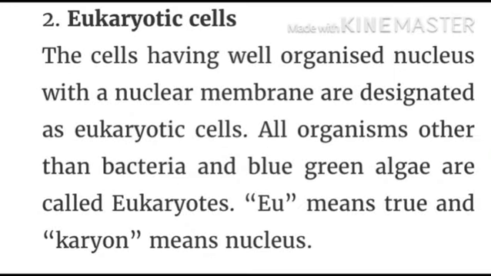Eukaryotic cell: the cell having a well-organized nucleus with a nuclear membrane is designated as a eukaryotic cell. All organisms other than bacteria and blue-green algae are called eukaryotes. Eu means true and karyote means nucleus. It means in a eukaryotic cell the nucleus is well defined.